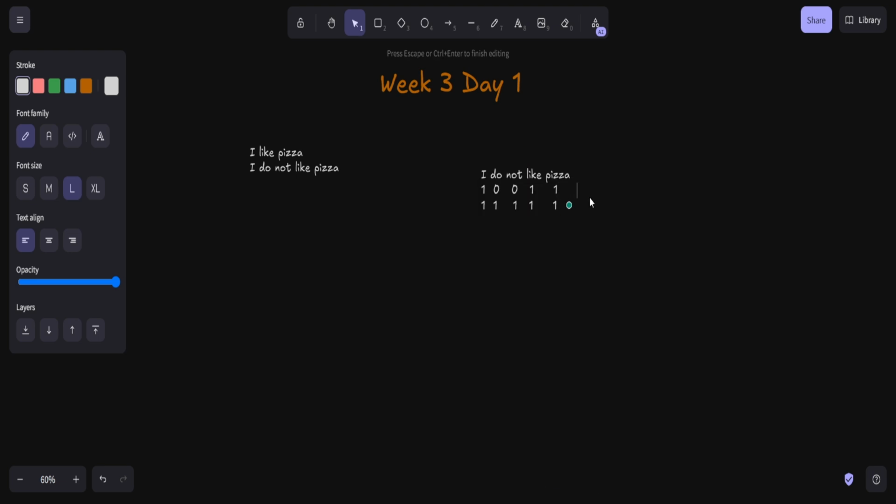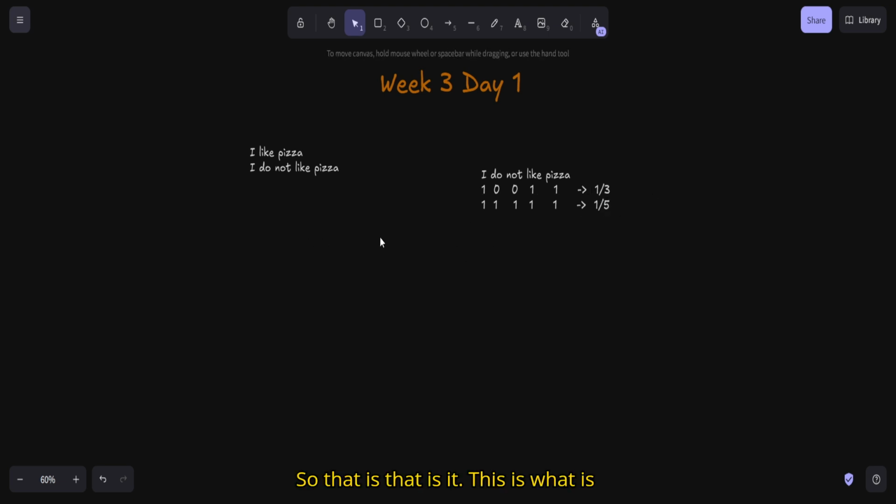So in this, what is the frequency of I? 1 by 3. What is the frequency of like? 1 by 3. What is the frequency of pizza? 1 by 3. What is the probability of do? 0 by 3. 0. So that's it. And here everything is equally probable at 1 by 5. So that is it. This is what is term frequency. So term frequency tells us what is the probability of a word being in that sentence. So this is what TF is. TF is the count of words in the document by the total number of words in that document. By document, I mean the sentence.